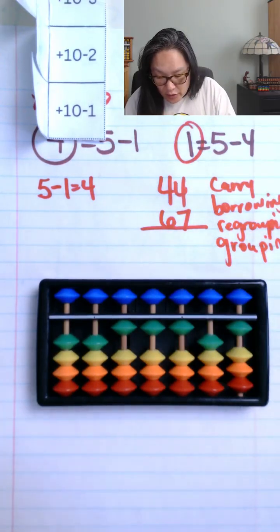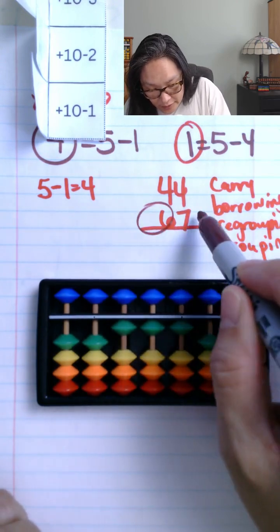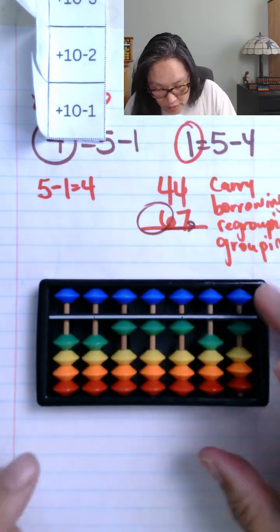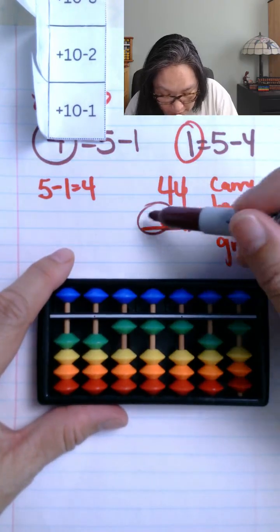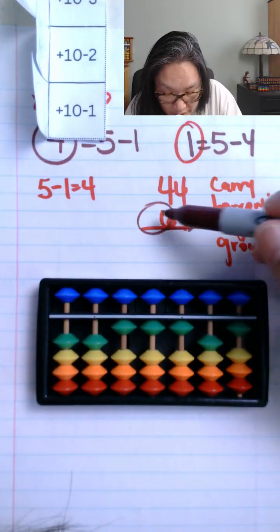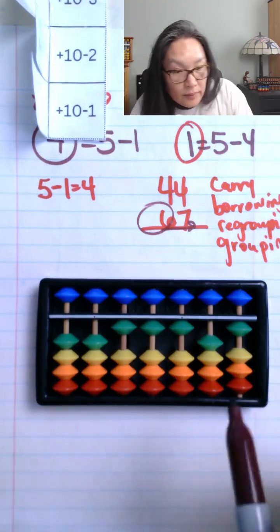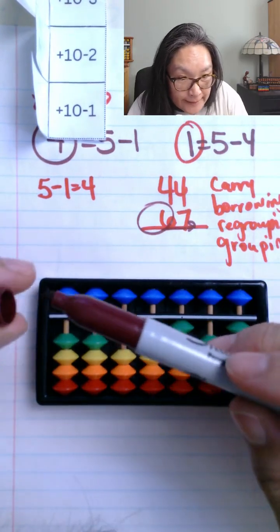And if you notice, I went from left to right. You could do right to left. That's not a problem. You just got to keep track with your digits. Are we okay? Make sense?